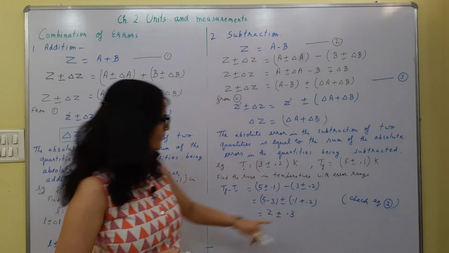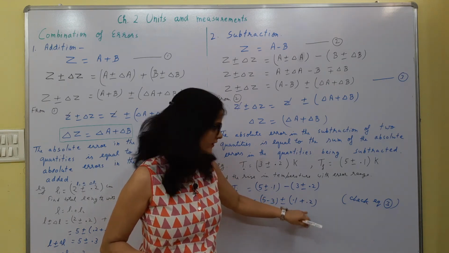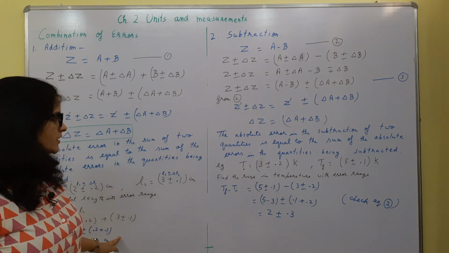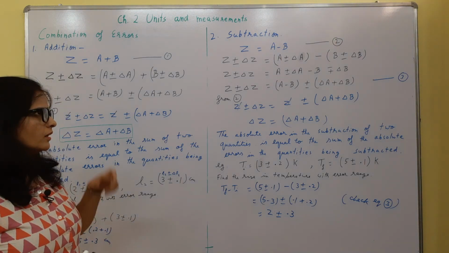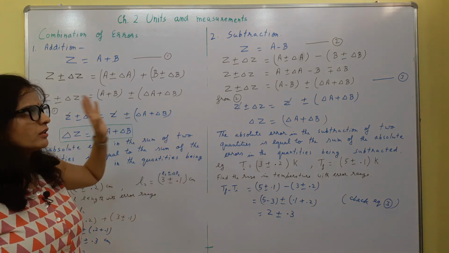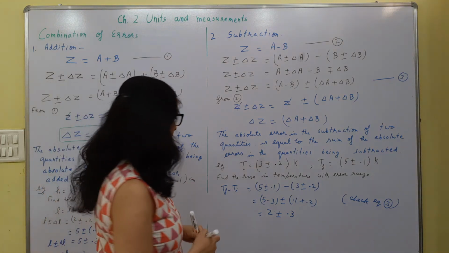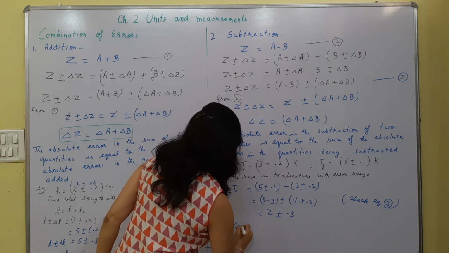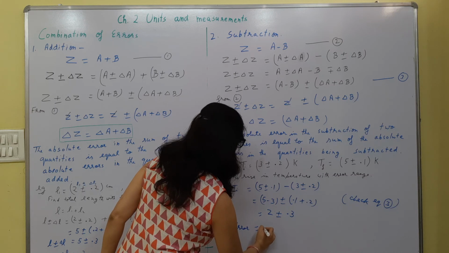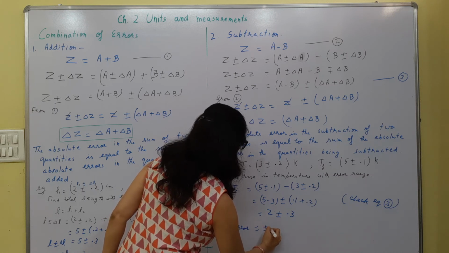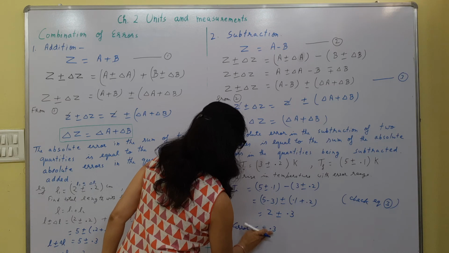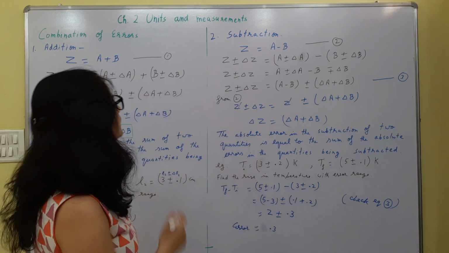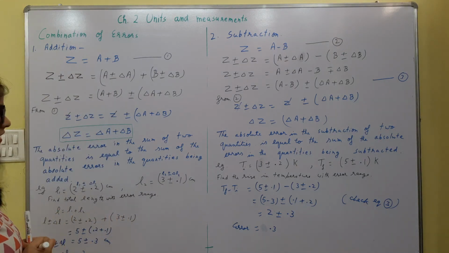Remember, the absolute errors are added, whether it is subtraction case or addition case. But the quantities will be applicable for addition or subtraction as the case may be. So here this error is 0.3 only, right? So this is all about the combination of errors for addition and subtraction.